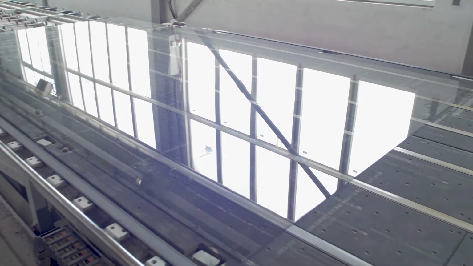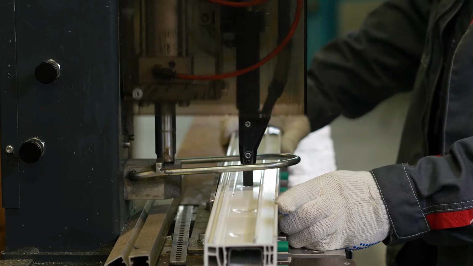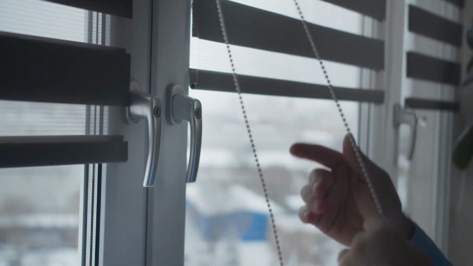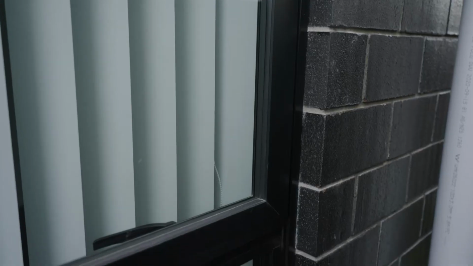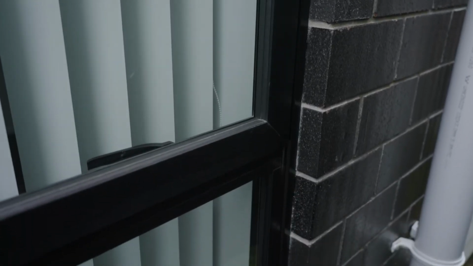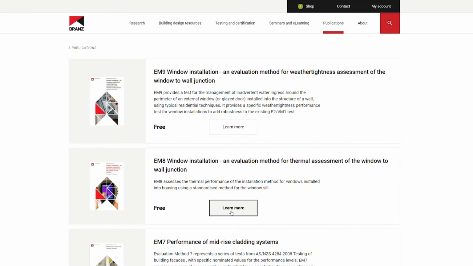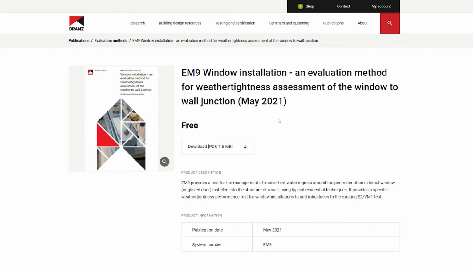As with claddings, the windows are a key element of the thermal envelope. Aluminium windows with a thermal break in the frame and low E coating on the glass may have a slightly higher carbon footprint, but this is offset by significant benefits in thermal performance. How and where you install windows also contributes to their thermal performance. BRANZ evaluation methods number 8 and number 9 can help here.